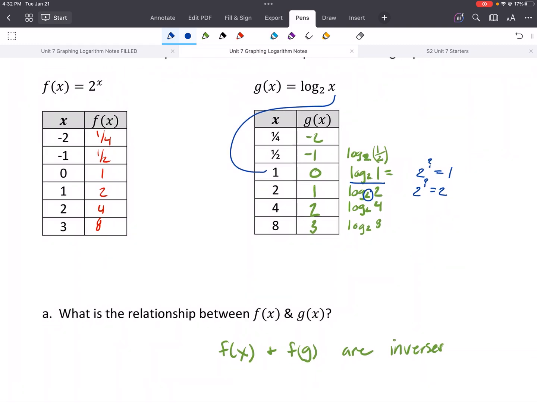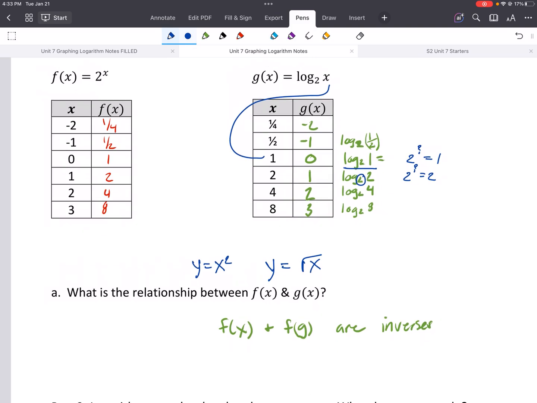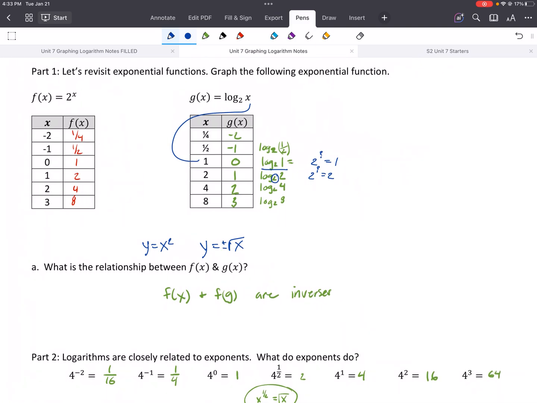Those are called inverse functions. I think we actually did this with the radical functions when we had something like y equals x squared versus y equals the square root of x. Those are inverse functions. If we were to write a table for these values, you'd end up getting the same sort of thing, or similar. Maybe this should be a plus or minus.